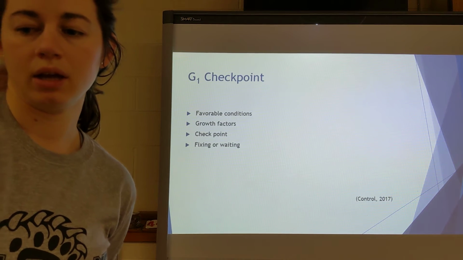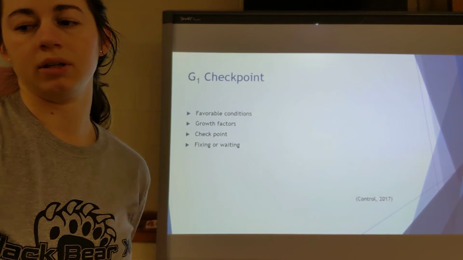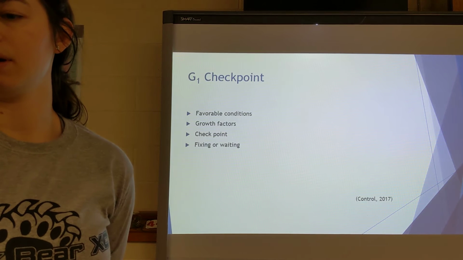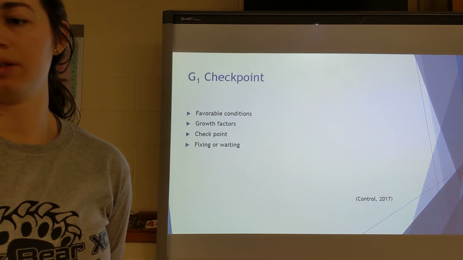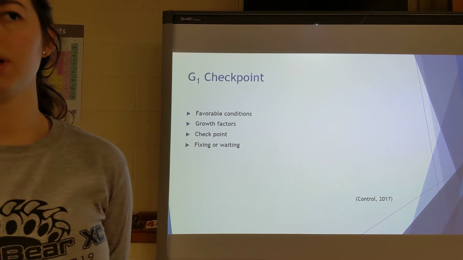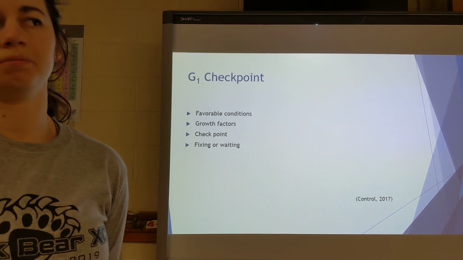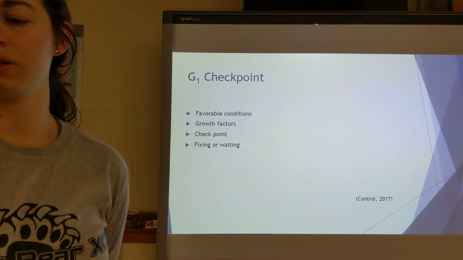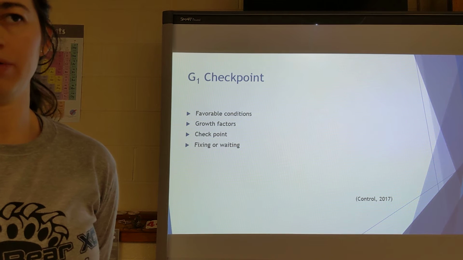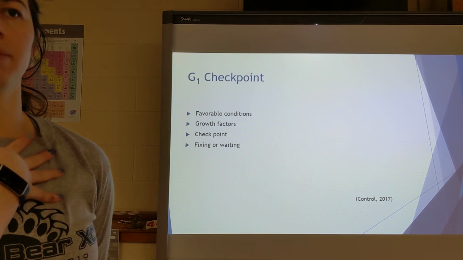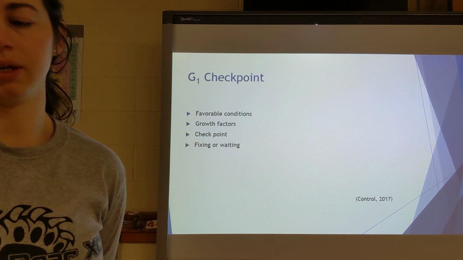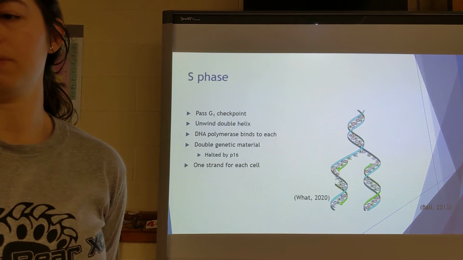In order to make it past the checkpoint, the DNA must be undamaged and ready to go on to the next phase. If the checkpoint is not passed, the cell will either try to fix the problem itself, like inside of this process, or it will simply freeze and then just wait for an outside signal to come in. This could be from inside the cell, or it can be from outside the cell coming in to the cell.